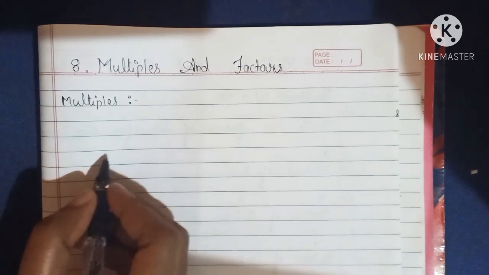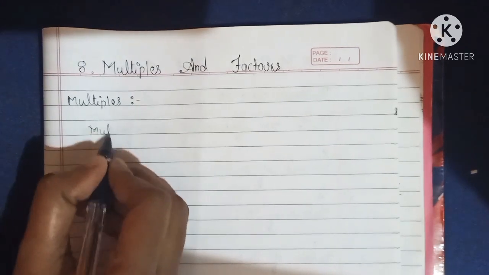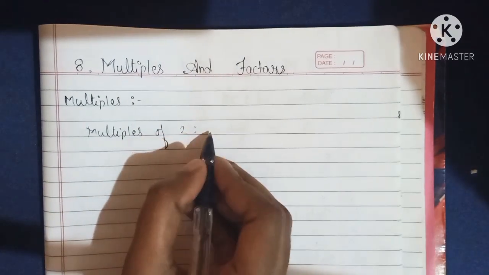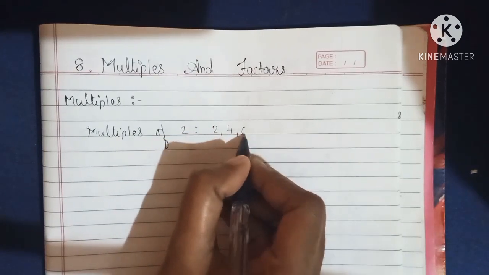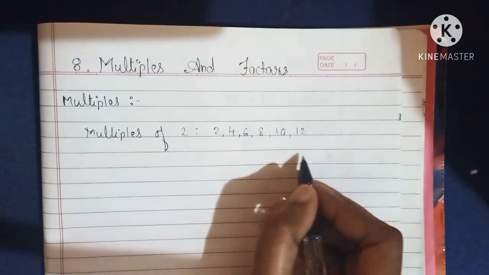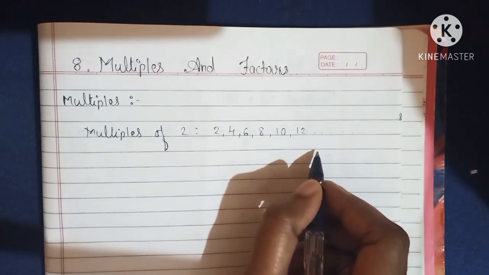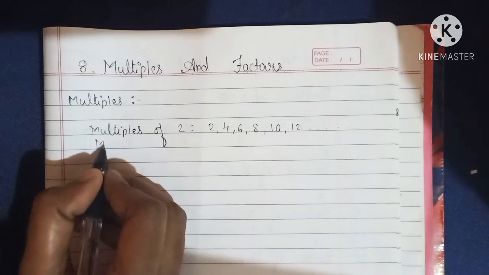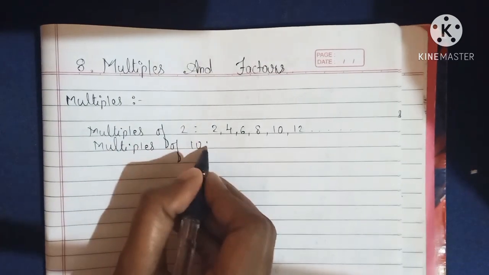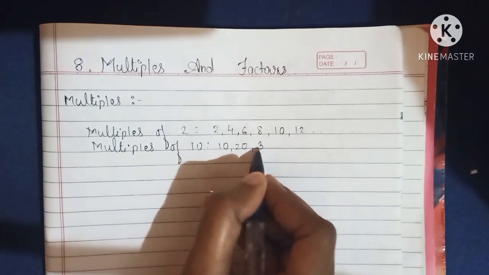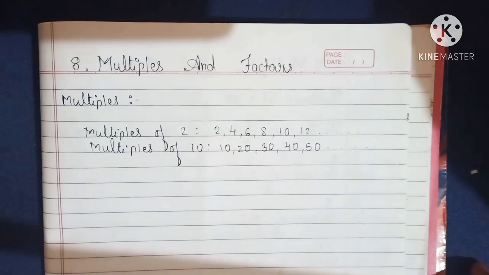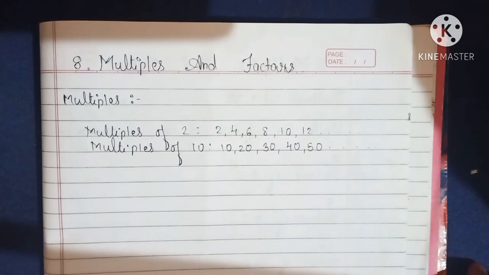Okay, if I see the multiples of 2, the multiples of 2 are nothing but the table of 2. So how will we write the multiples of 2? 2, 4, 6, 8, 10, 12, etc. So these all are the multiples of 2. If I say multiples of 10, that is nothing but the table of 10. That is 10, 20, 30, 40, 50. These all are the multiples of 10. So I hope you understand what multiples are.